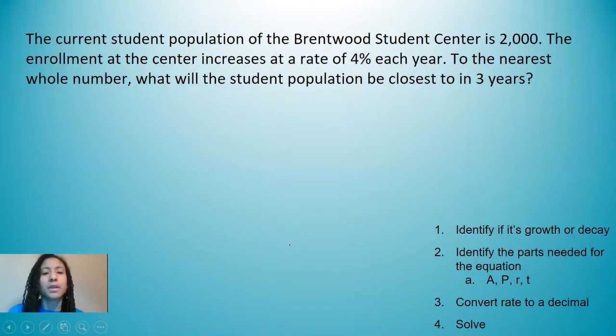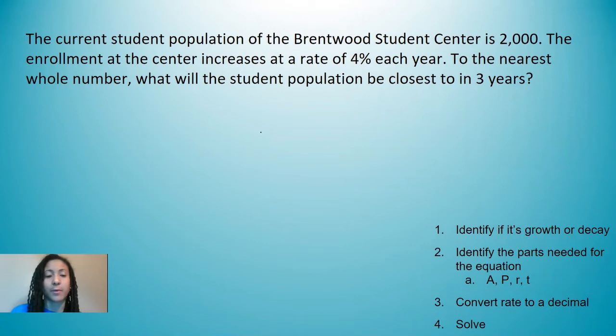The student population of the Brentwood Student Center is 2,000. The enrollment at the center increases at a rate of 4% each year to the nearest whole number. What will the student population be closest to in 3 years?